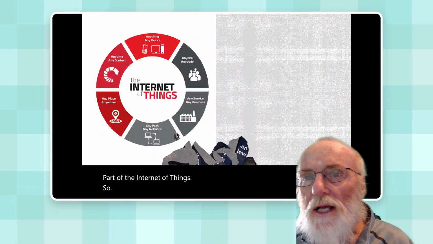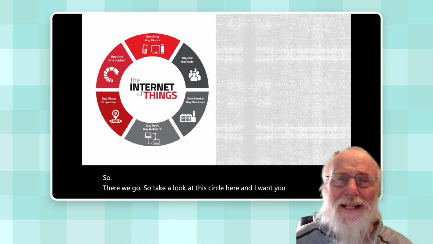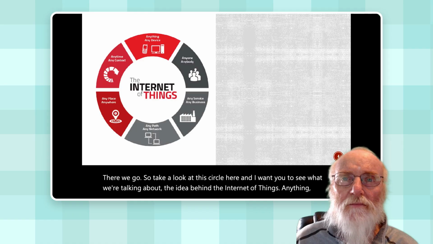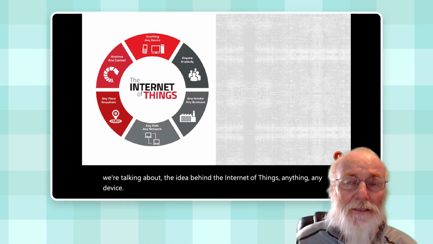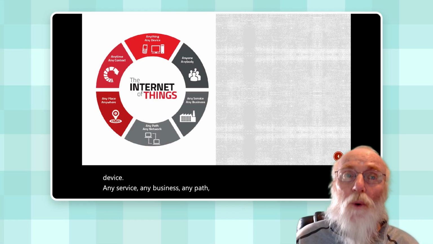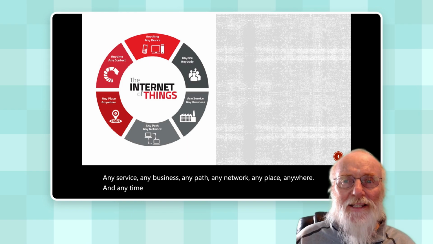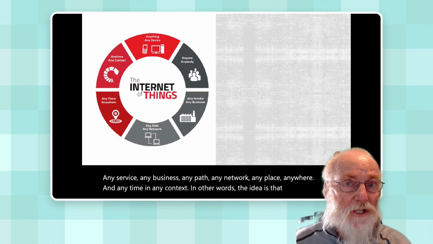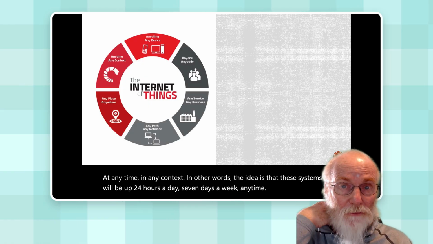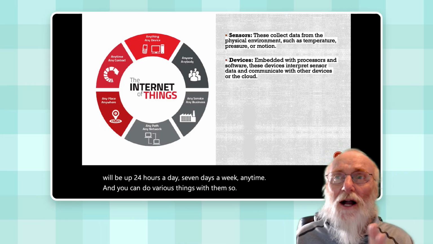So take a look at this circle here. I want you to see the idea behind the Internet of Things: any thing, any device, anyone, anybody, any service, any business, any path, any network, any place, anywhere, and any time, in any context. In other words, the idea is that these systems will be up 24 hours a day, 7 days a week, anytime. And you can do various things with them. So that's the crux.